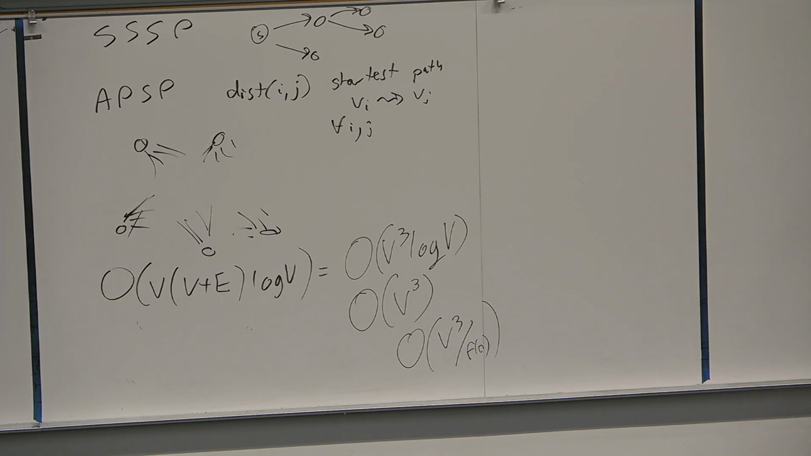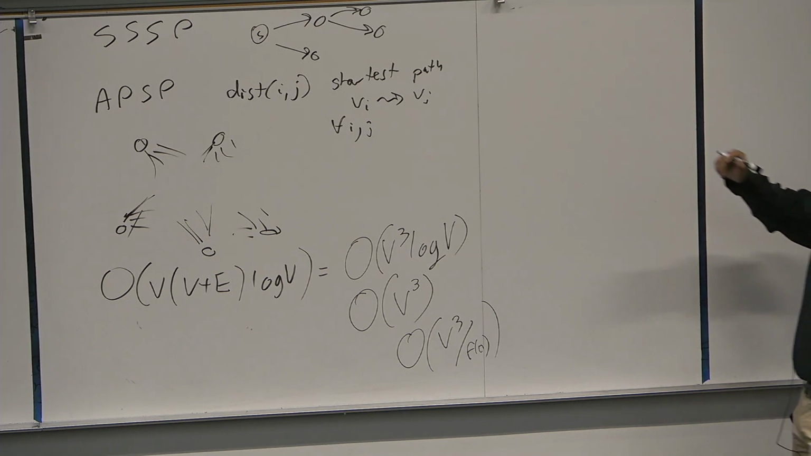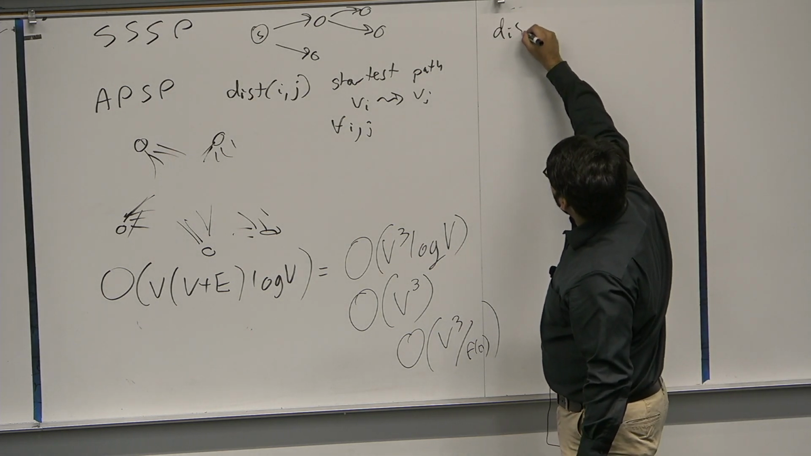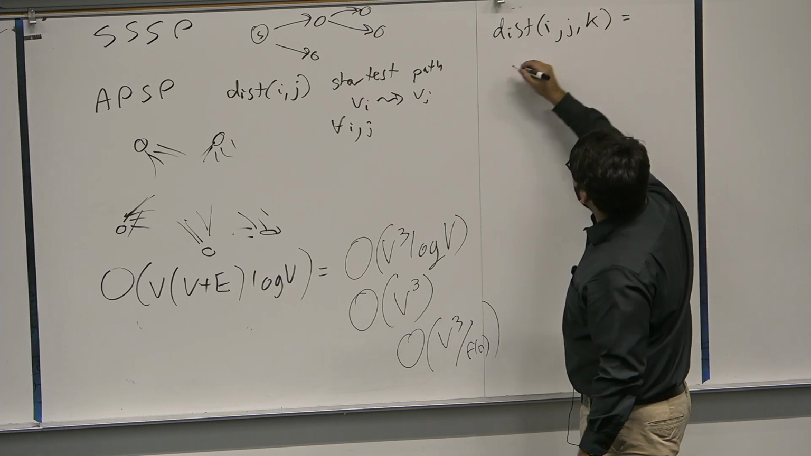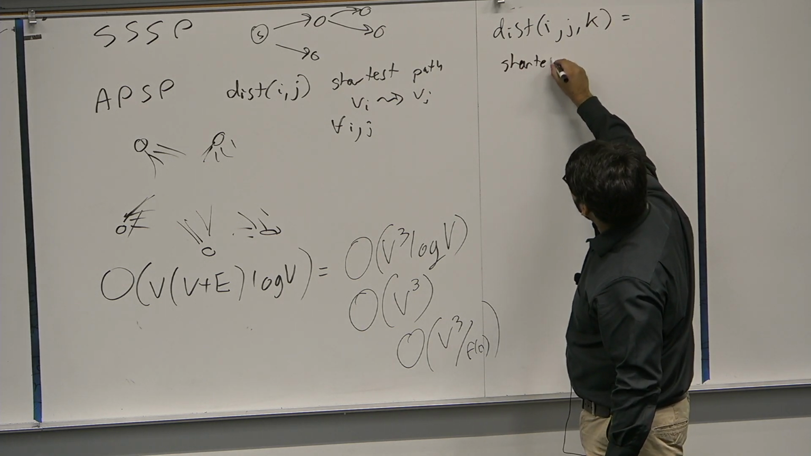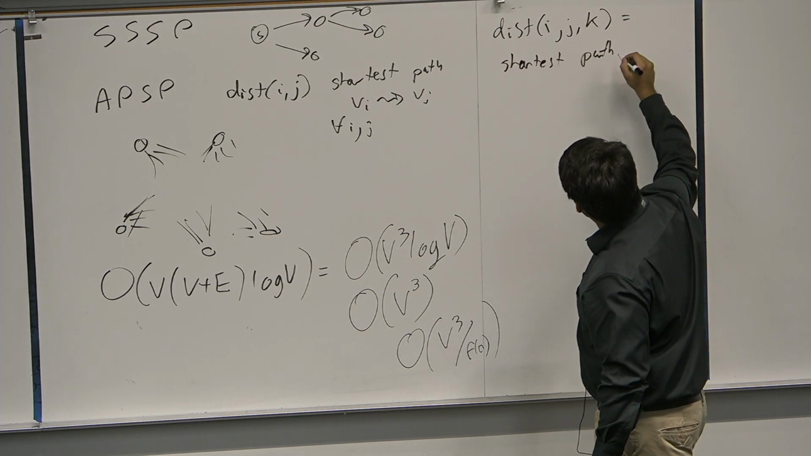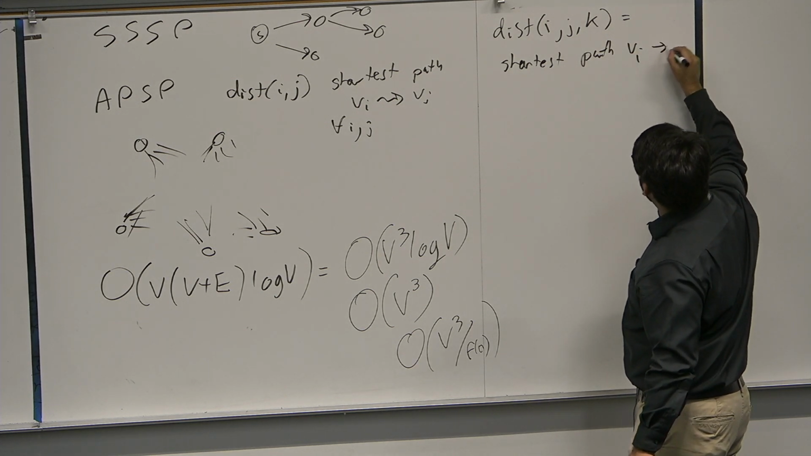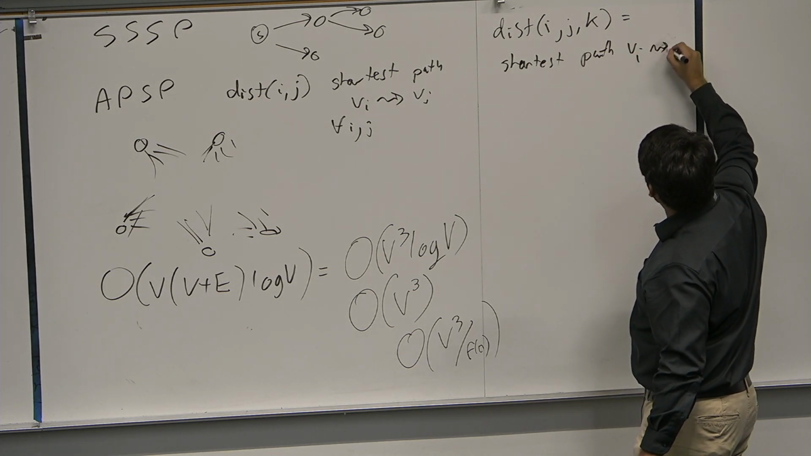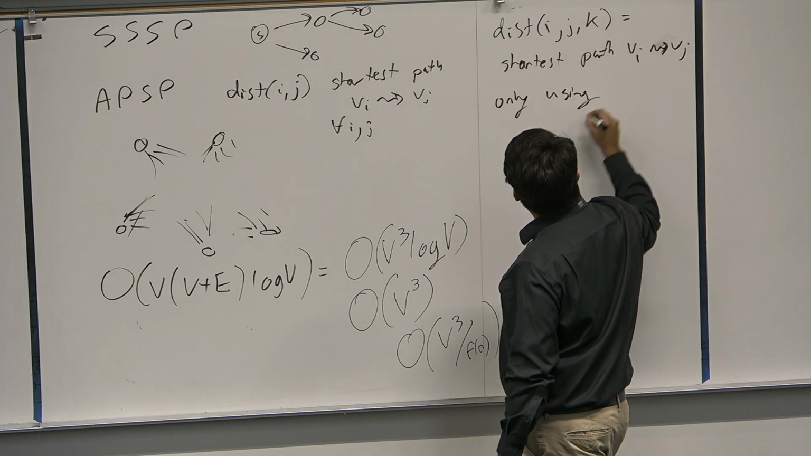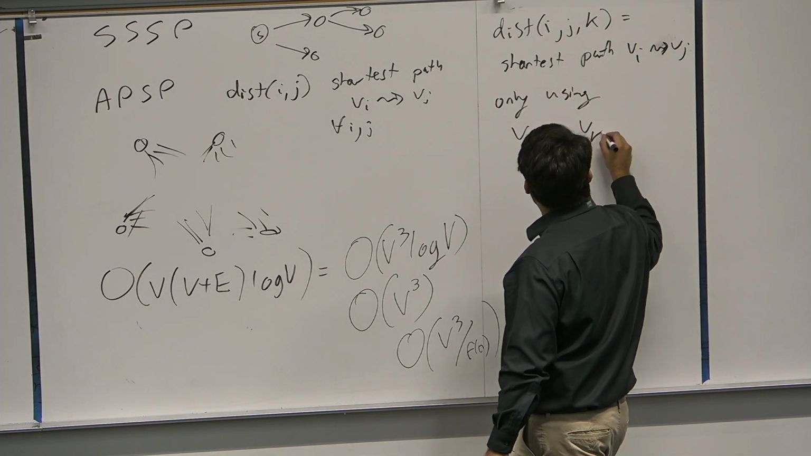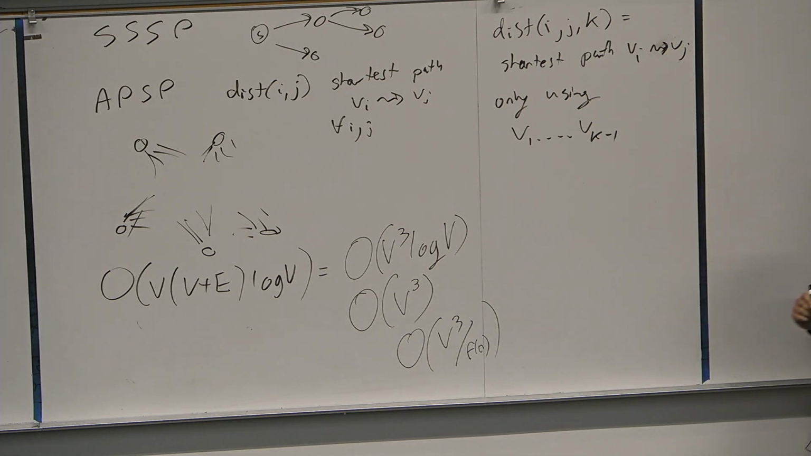So let's just describe how the algorithm works. The algorithm works inductively. We define dist(i, j, k) to be the shortest path from vi to vj only using v1 to vk minus 1, right? So first you consider the shortest paths that only use these vertices.